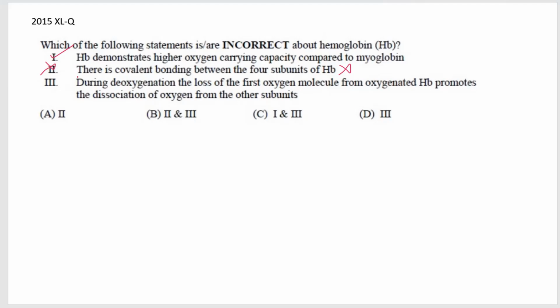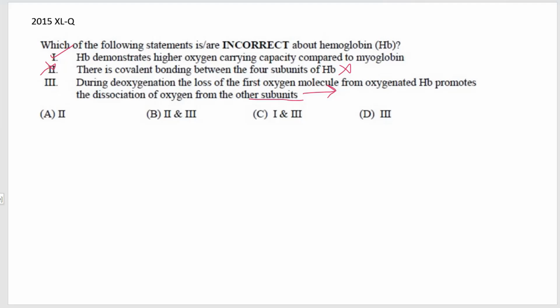And then we have, during deoxygenation, the loss of the first oxygen molecule from oxygenated Hb promotes the dissociation of oxygen from the other subunits. So, how is this explained? During deoxygenation, the loss of first oxygen from the oxygenated Hb promotes the dissociation of oxygen from the other subunits. So, this is why, because the hemoglobin displays cooperativity.